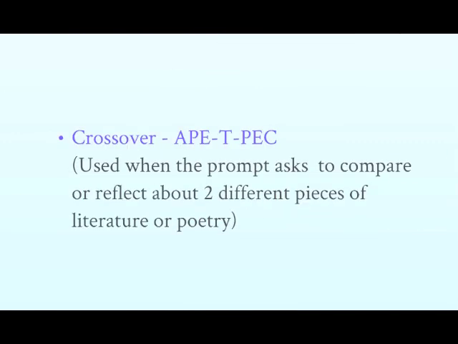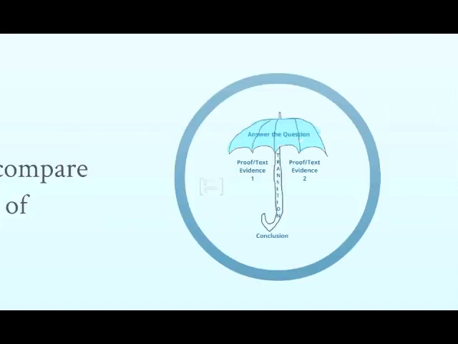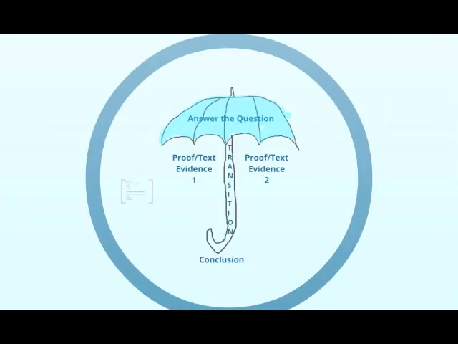When answering crossover questions that basically ask about 2 different pieces of literature or poetry, you use APE-T-PEC. The umbrella is how we show our organizational structure. At the top, we answer the question. Then we give text evidence from our first reading selection. Then make a transition using similarly, likewise, or other transitional terms. Then we go to proof from our second piece of reading and write a final conclusion.